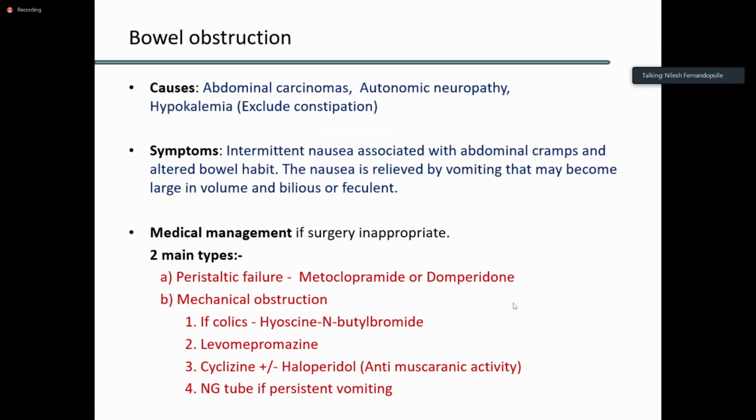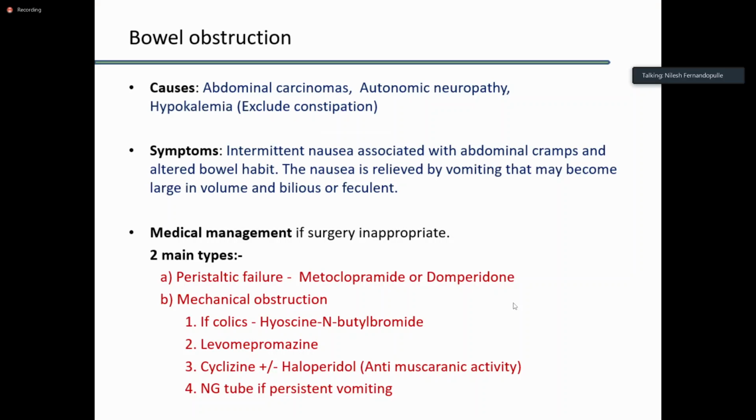And they say that with small bowel or large bowel obstruction, the vomiting is more large volume and, as you all know, it's bile stained or feculent. Okay, so in stomach obstruction, it might be small volume, whereas in small bowel obstruction, it might be large volume vomitus, and the patient's nausea is relieved by vomiting.